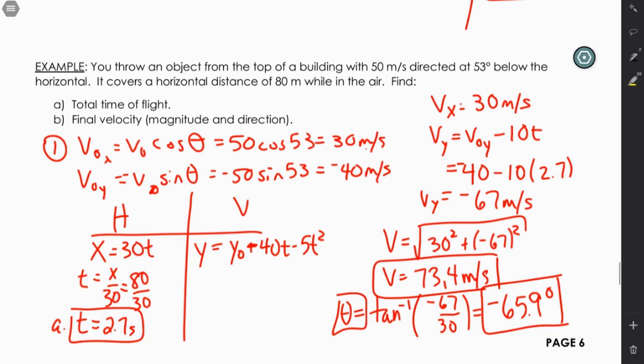Okay, so we have one more video left to do, and that's when we go from ground to a height.